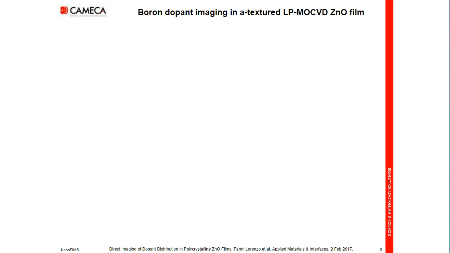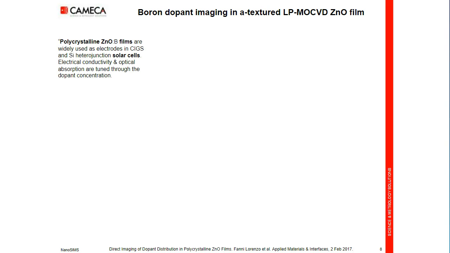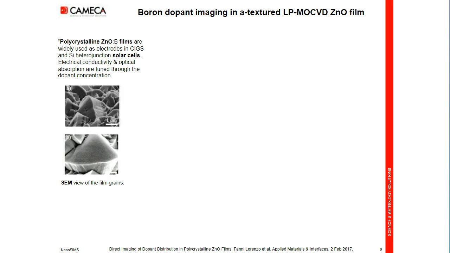This example is extracted from a publication from the EPFL group in Lausanne, using the NanoSIMS. It is a study on polycrystalline boron-doped zinc oxide films. These polycrystalline films are used in solar cells as they are transparent. We see on the left a first SEM image of the grain, and we see a strong topography. So for NanoSIMS analysis, first the sample was polished to reduce the topography.